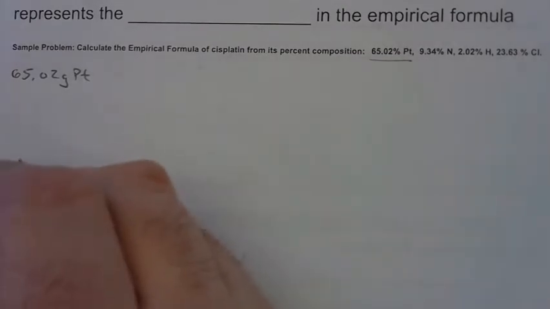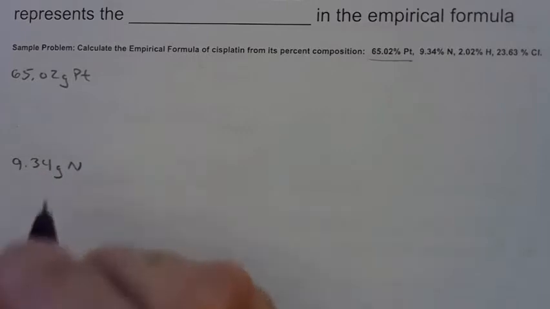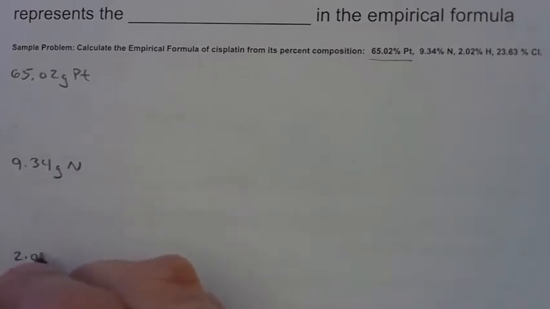And we have 9.34 grams of nitrogen, 2.02 grams of hydrogen, and 23.63 grams of chlorine. Now, once we have that, our first step is to change them into moles, okay? We want to convert all of these into moles.